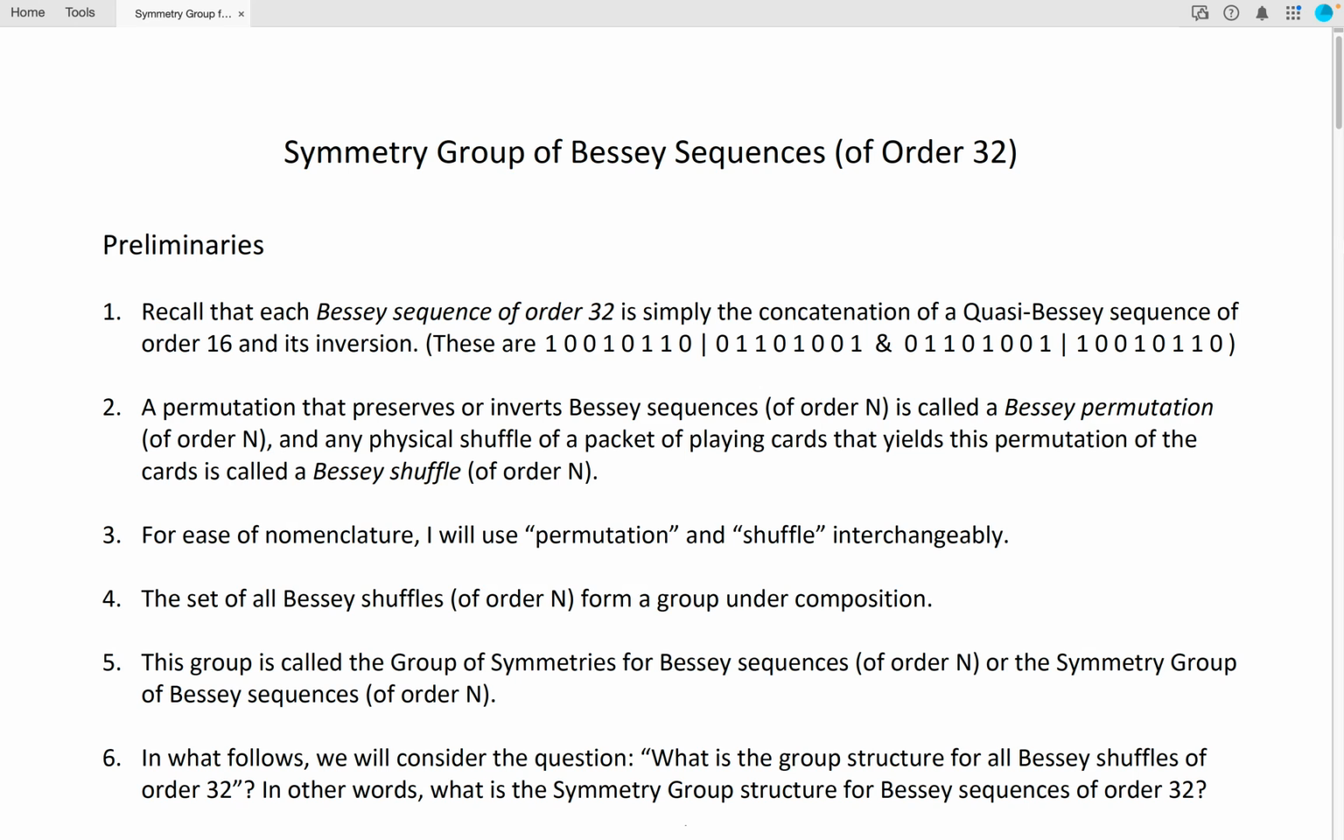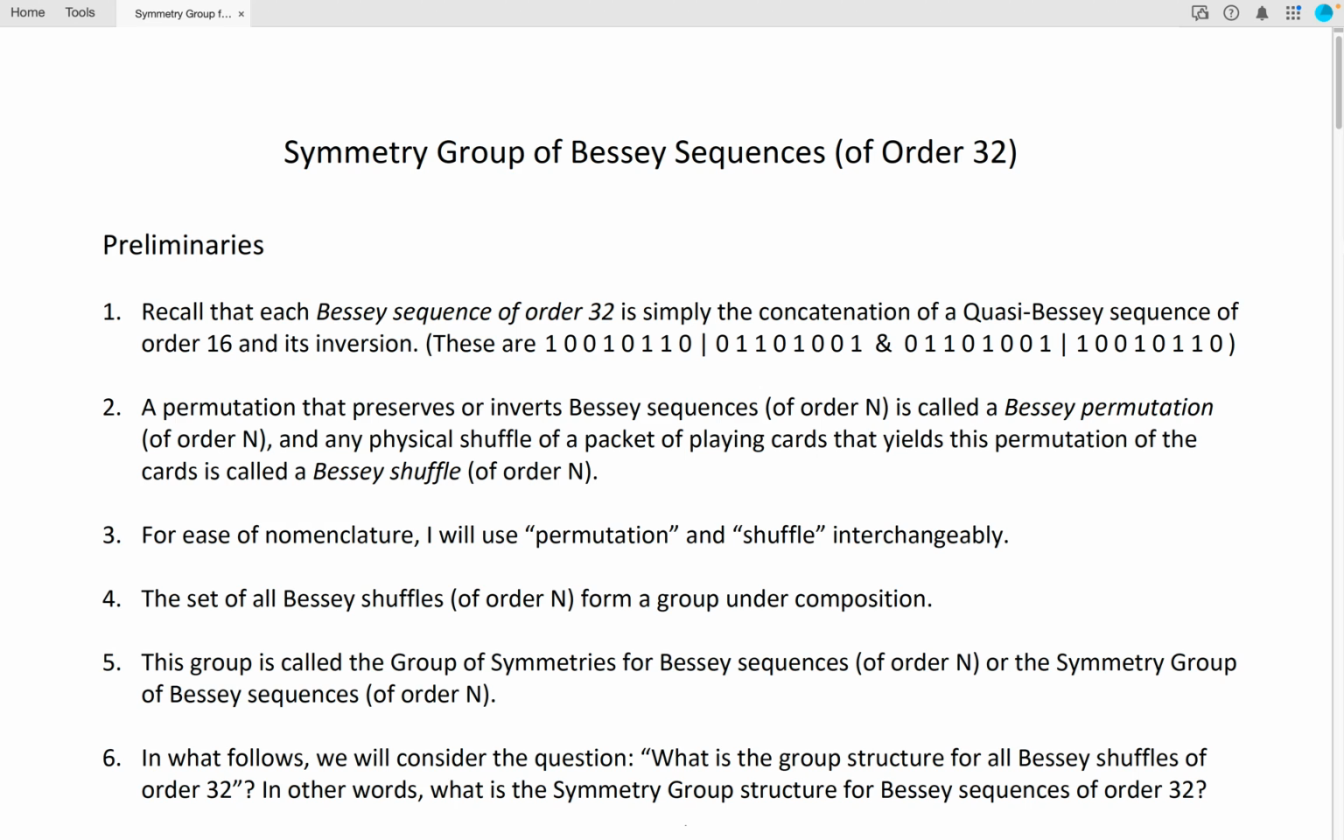2. A permutation that preserves or inverts Bessey sequences is called a Bessey permutation, and any physical shuffle of a packet of playing cards that yields this permutation of the cards is called a Bessey shuffle. 3. For ease of nomenclature, I will use permutation and shuffle interchangeably.